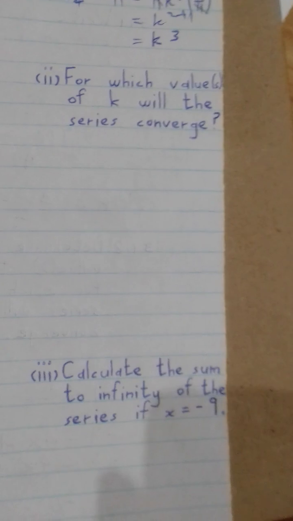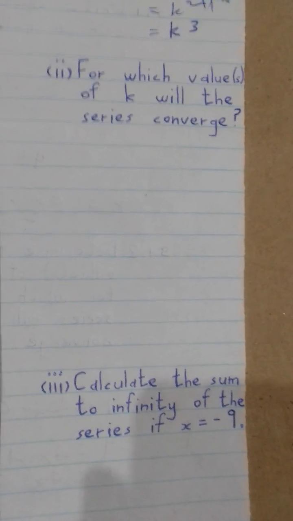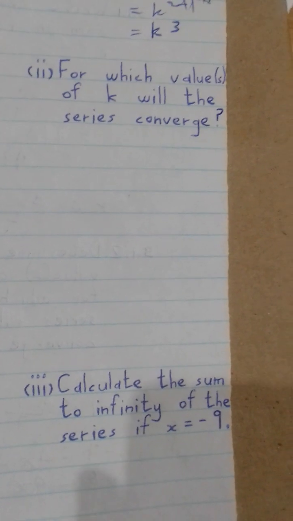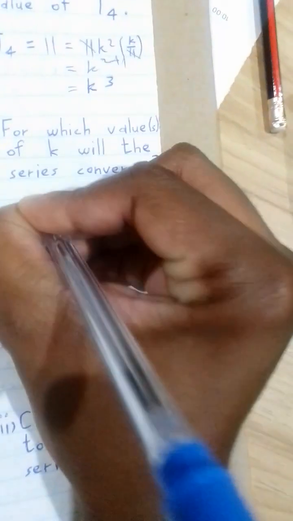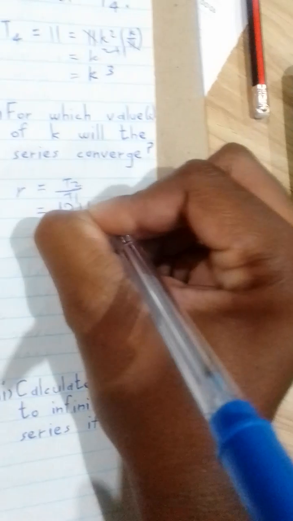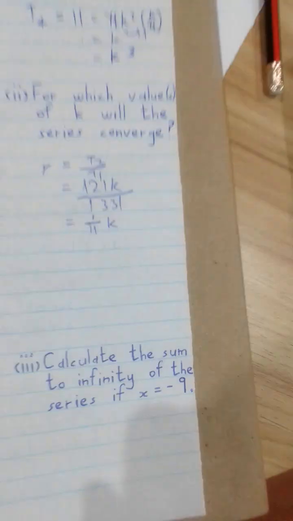Roman numeral number 2 states, for which value or values of k will the series converge? We have just ascertained that R is T2 over T1, which is 121k over 1331, which is 1 over 11k, or k over 11.